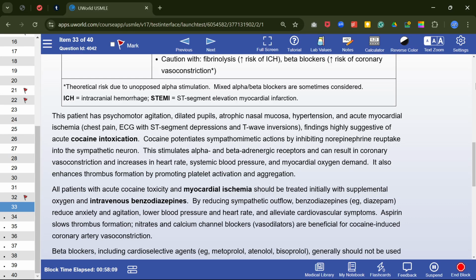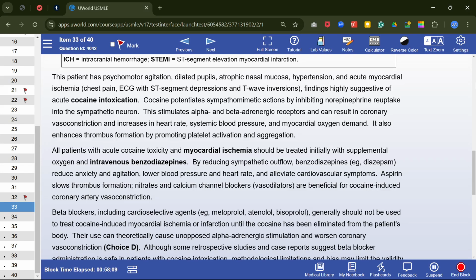All patients with acute cocaine toxicity and myocardial ischemia should be treated initially with supplemental oxygen and intravenous benzodiazepine, by reducing sympathetic outflow. Benzodiazepines like diazepam reduce anxiety and agitation, lower blood pressure and heart rate, and alleviate cardiovascular symptoms. Aspirin slows thrombus formation. Nitrates and calcium channel blocker vasodilators are beneficial for cocaine-induced coronary artery vasoconstriction.